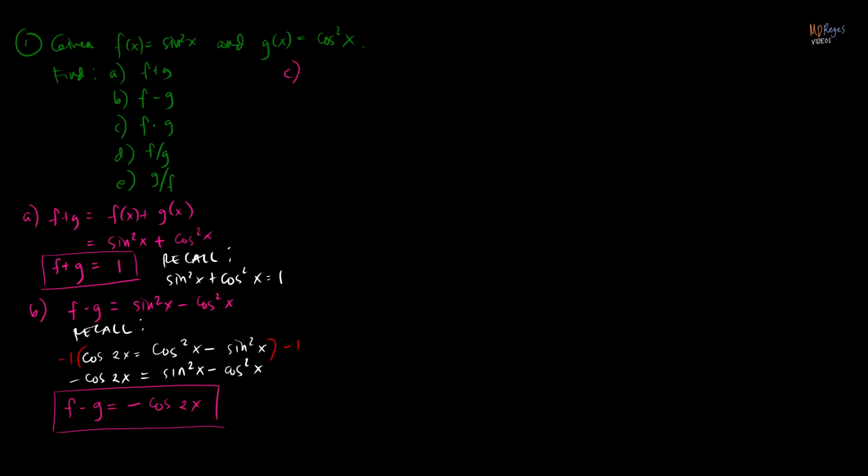Going to C, f times g. F times g is simply sine squared x times cosine squared x. Now there's a way to simplify this if you recall the double angle identity of the sine function, that is sine 2x equals 2 sine x cosine x. If we divide both sides of the equation by 2, we get 1/2 of sine 2x equals sine x cosine x.